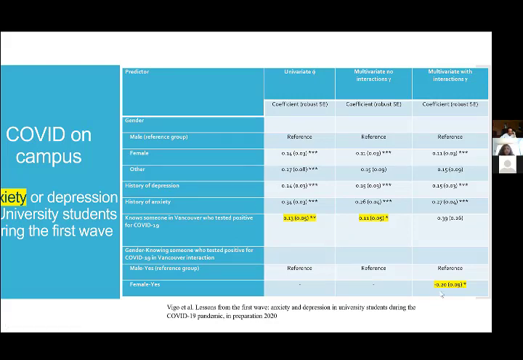This doesn't mean that women are less anxious. As you can see here, women have a higher baseline anxiety, 14 percentage points higher, 11 percentage points in the multivariate model. They have higher baseline anxiety, but the response to COVID in males is much higher than in women. And this is an interesting finding that hasn't been pointed to in other studies.